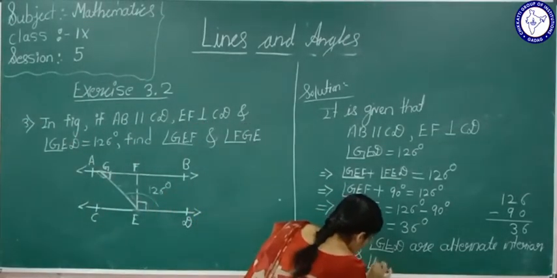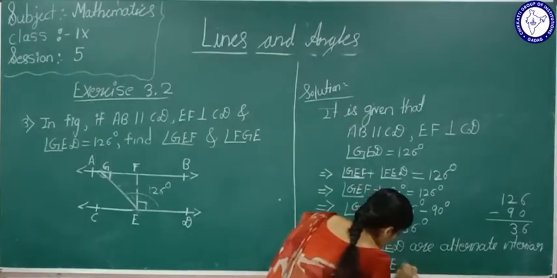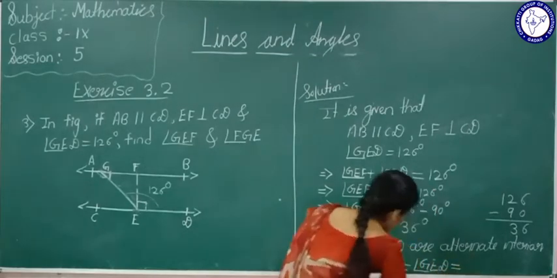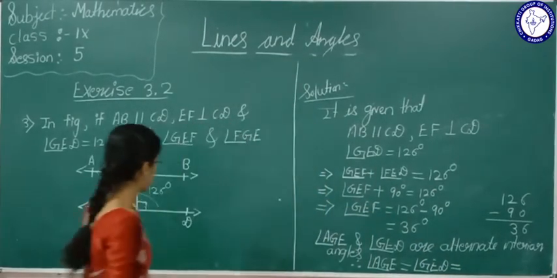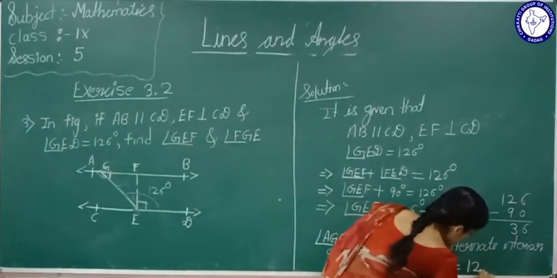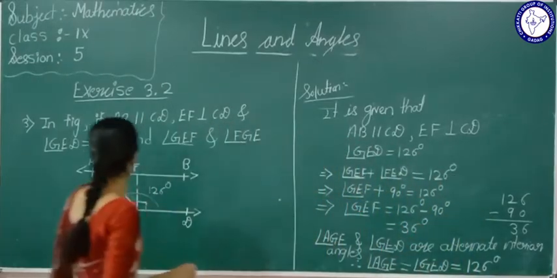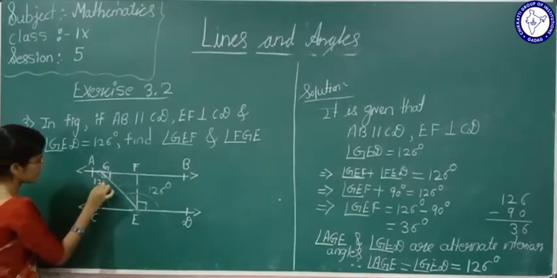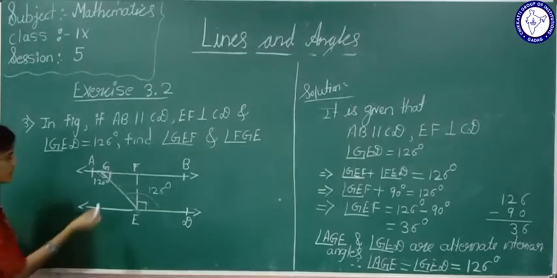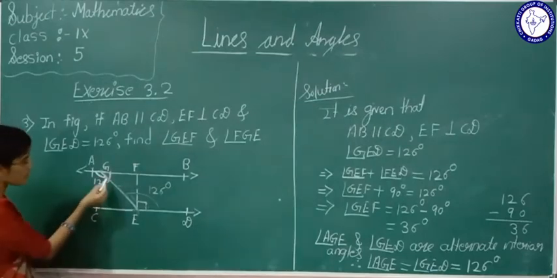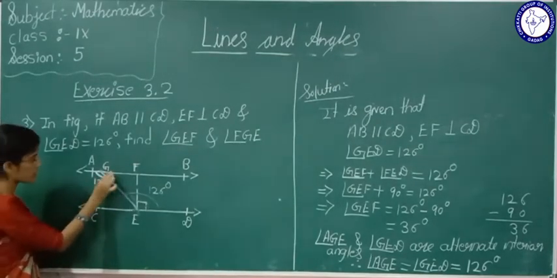Therefore, angle AGE is equal to angle GED, which is equal to how much, students? AGE, GED is nothing but 126 degrees. Now I came to know that the value of this is 126 degrees. Actually, we want to find out this angle, no, students?